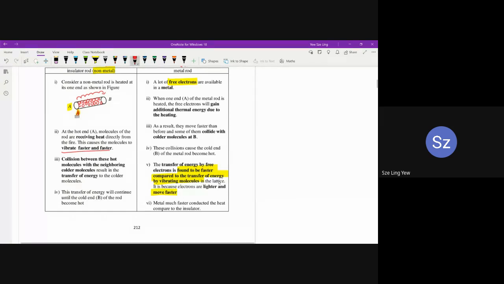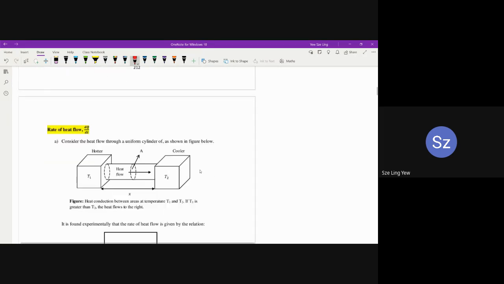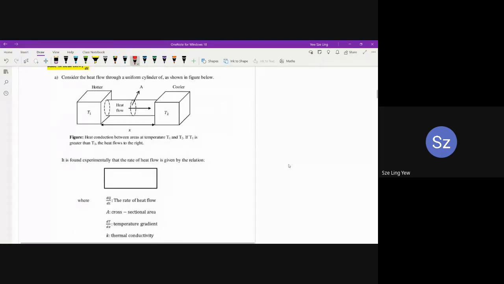Main keywords: metal conducts heat faster compared to an insulator. So a free electron is a factor why you can heat the metal up much faster than an insulator. All right, so now we want to calculate how fast it can flow.